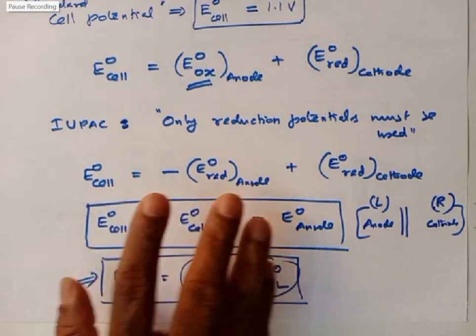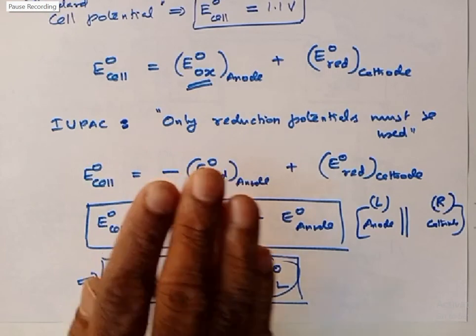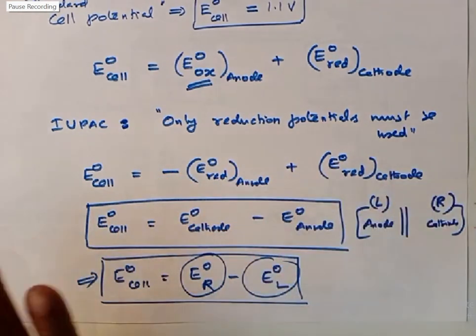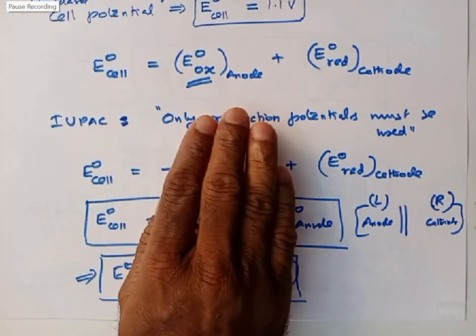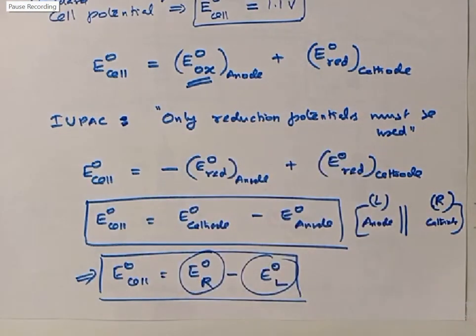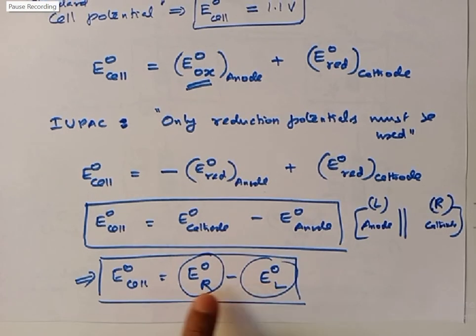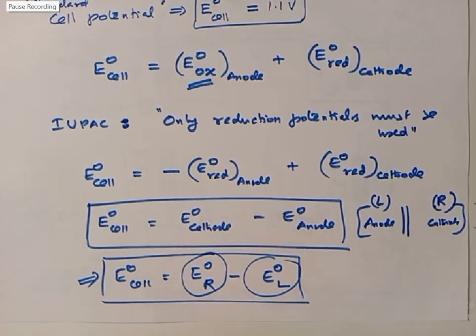In a cell, at one electrode oxidation takes place and at the other electrode reduction takes place. No doubt in that. But what IUPAC says is that we must use only reduction potentials, just to avoid confusion. That's all. Therefore, here this E naught R, E naught L, both are actually reduction potentials.